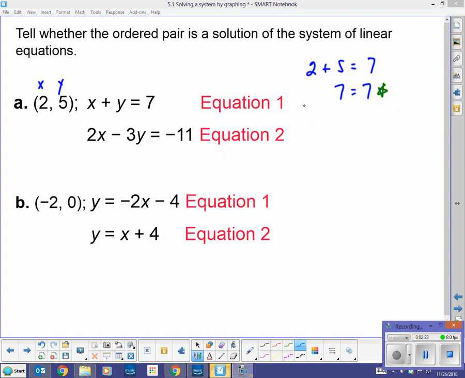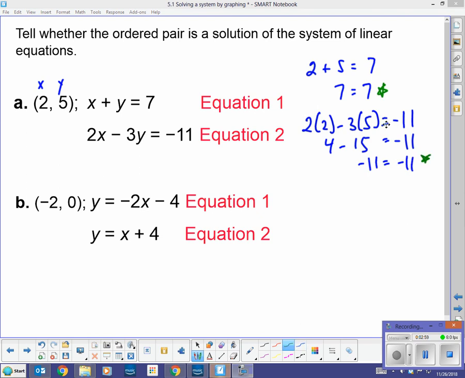For equation 2, 2x minus 3y equals negative 11. So 2 times 2 minus 3 times 5 equals negative 11. Okay, we'll use order of operations on the left-hand side to simplify. 2 times 2 is 4, and 3 times 5 is 15. So I've got 4 minus 15 equals negative 11. And then 4 minus 15 is indeed negative 11. So negative 11 equals negative 11. So we like that in 2.